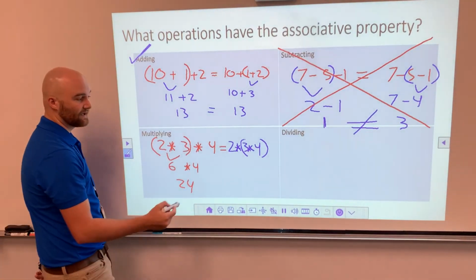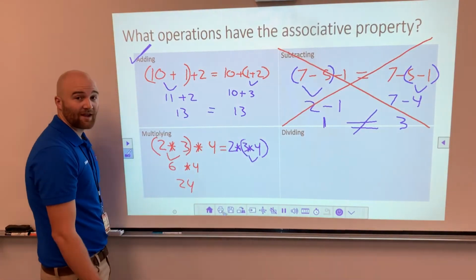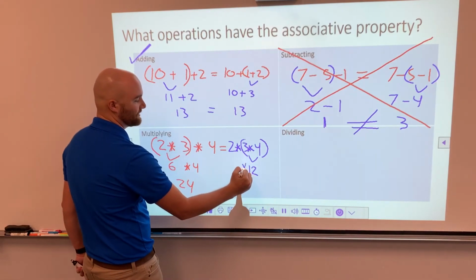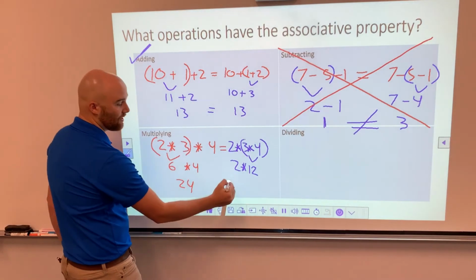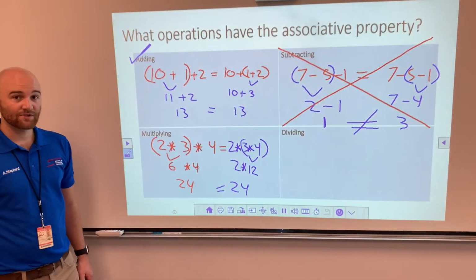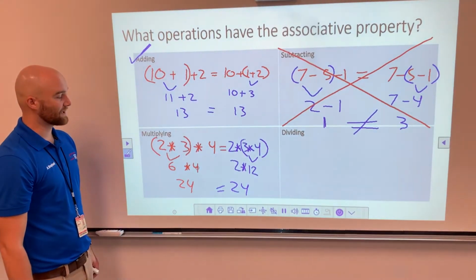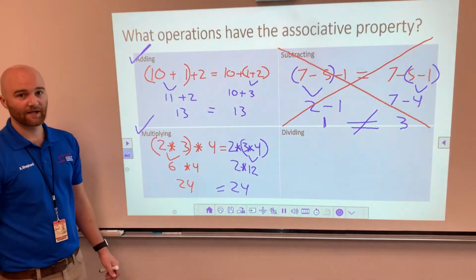Let's look at the blue side. 3 times 4, those guys are friends because they're in the parentheses, so they have to happen first. 3 times 4 is 12. 12 times the 2 I didn't do yet. 12 times 2 also gives us 24. So because these two numbers are the same, we know that multiplying has the associative property. It will work with association. So I'm going to put a check mark here for multiplying.